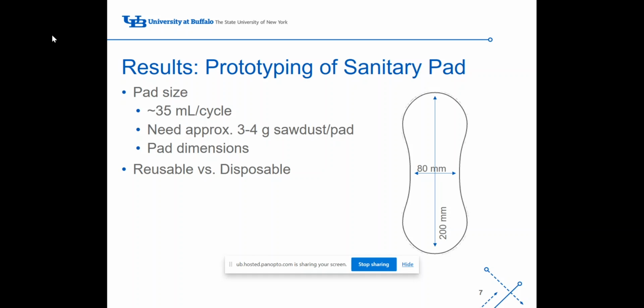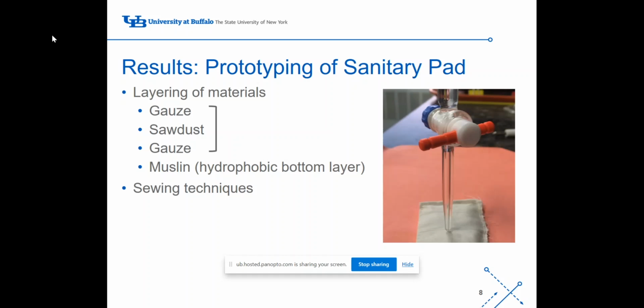Considering that the average menstrual cycle releases about 35 milliliters of menstrual fluid, we would need approximately 3 to 4 grams of sawdust per pad. We use commercially available pads to develop the pad dimensions. We also explored reusable and disposable designs. Our prototype uses gauze, sawdust, and muslin. We use muslin as a hydrophobic bottom layer to ensure there is no leakage. We also explored different sewing techniques to ensure that sawdust stayed enclosed in the sanitary pad.